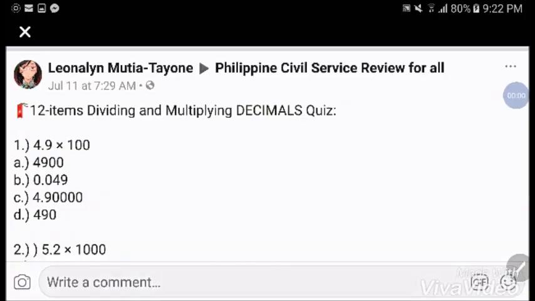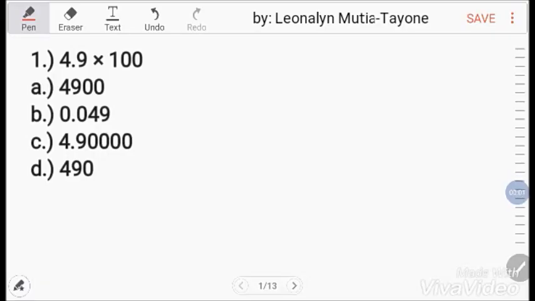Now let's solve these 12 items dividing and multiplying decimals. Number 1, let's do multiplication. 4.9 times 100. Since 100 naman yan, mas madali lang yan. Ignore muna natin yung dalawang 0, doon tayo sa 1. So 49 times 1, that is 49.